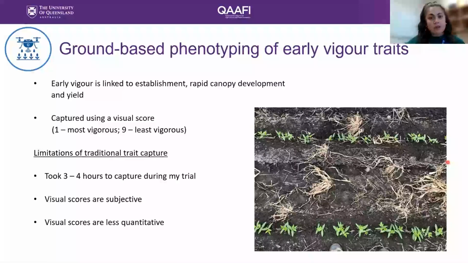The next we have early vigour. Early vigour is linked to establishment, rapid canopy development and yield. Similar to the disease scores, we did a 1 to 9 system, with 1 being the most vigorous and 9 being the least vigorous. It has the same limitations that I mentioned with Fusarium. It takes between 3 to 4 hours, and the scores are subjective and less quantitative.